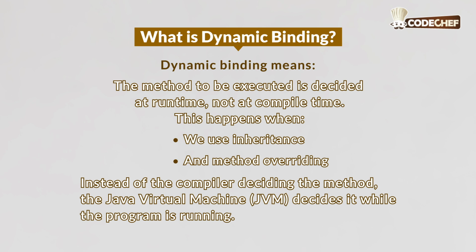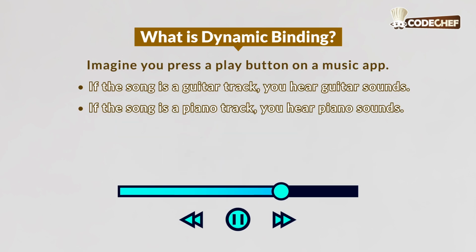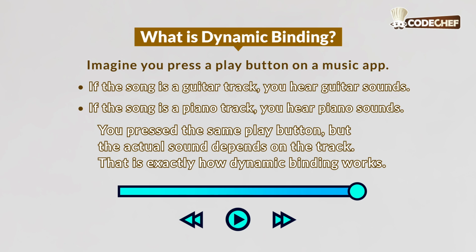Now, a simple real-life analogy: imagine you press a play button on a music app. If the song is a guitar track, you hear guitar sounds. But if the song is a piano track, you hear piano sounds. You press the same play button, but the actual sound depends on the track. This is exactly how dynamic binding works.